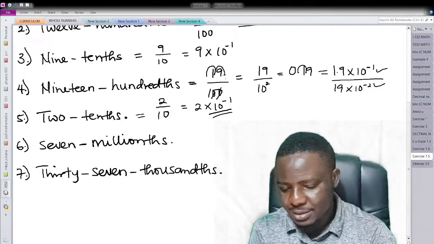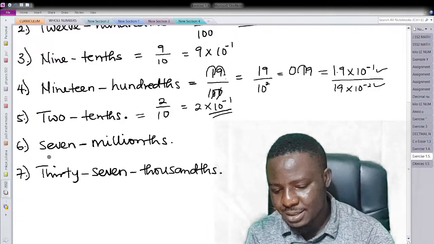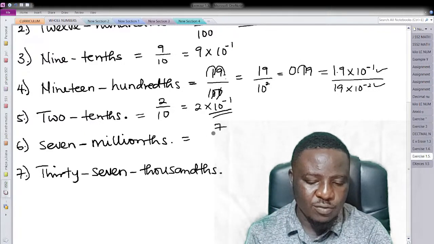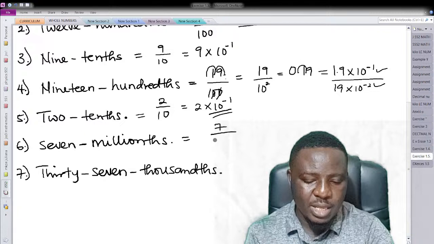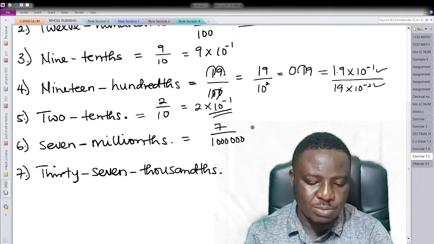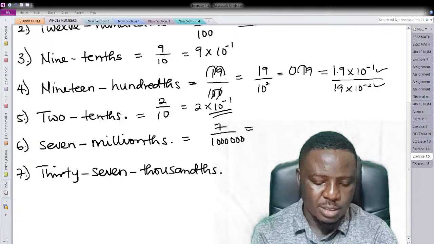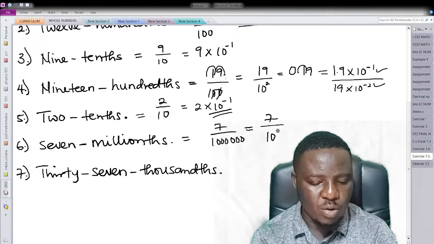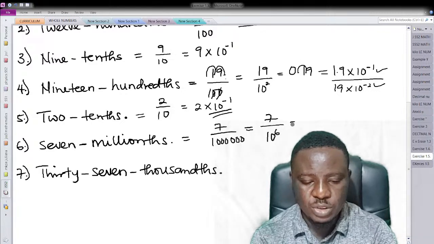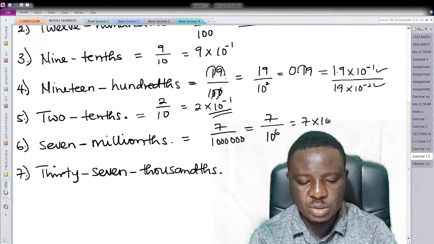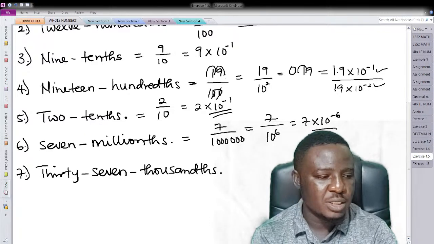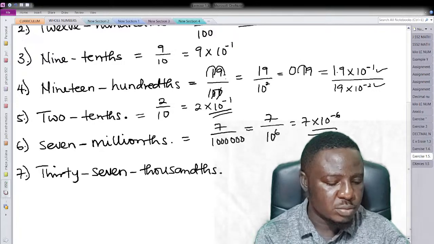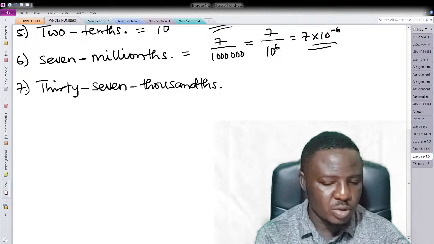Okay. So number 6, 7 millions. This will be equal to 7 divided by a million. So this is a million, and this is equal to 7 divided by 10 raised to the power of what? 6, which is equal to 7 times 10 raised to the power of minus 6. Is this what you got? Yes, sir.